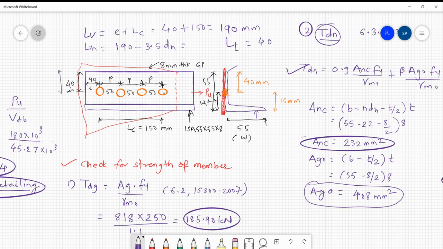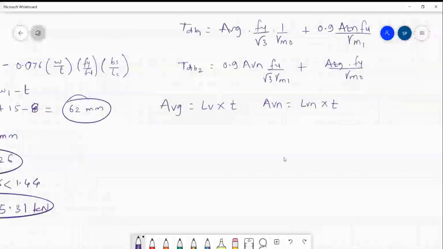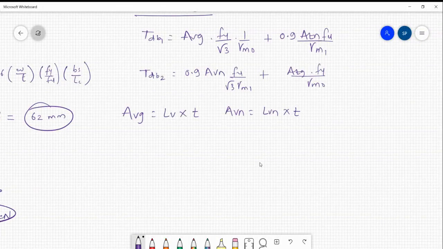This distance is nothing but LT, and LTN will be 40 minus 0.5 times the diameter of the hole. So these are the four values which you will require for calculating all those areas: AVG, AVN, ATG and ATN. All those values are based on LV, LVN, LT and LTN.